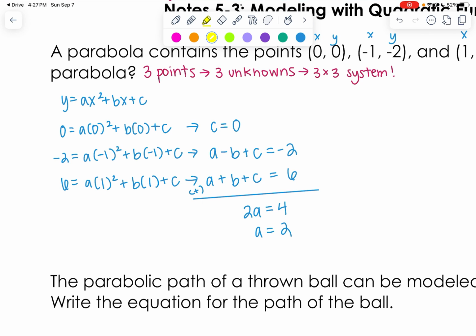And then I have 2 of my letters already. So I know c equals 0. I know a equals 2. I just have to find b. So I'm going to go back to this one right here. a plus b plus c equals 6. a is 2, plus I don't know b, plus c is 0, equals 6. That's just b plus 2 equals 6. Subtract 2, so b would equal 4.